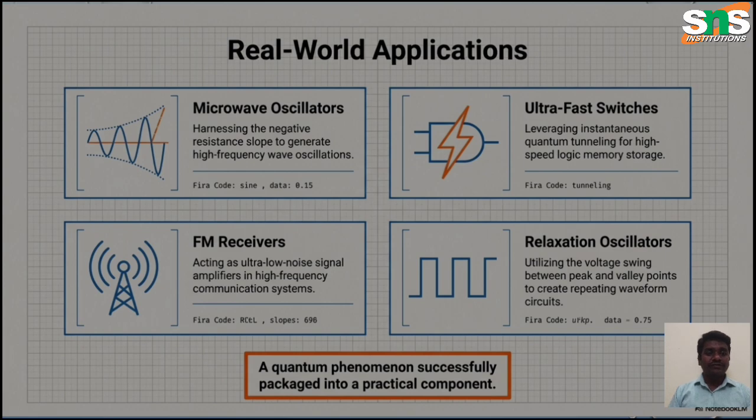A quantum phenomenon successfully packaged into a practical component. So this is the key point of the tunnel diode.